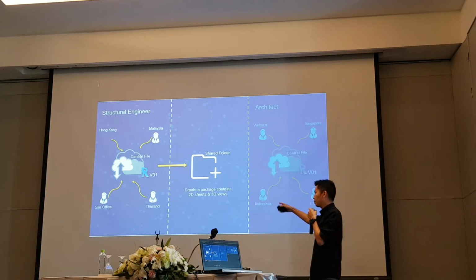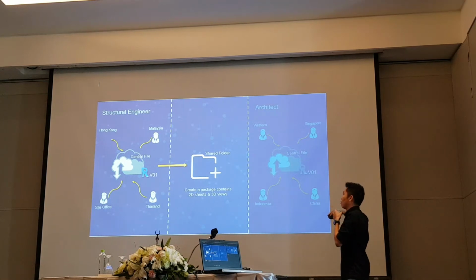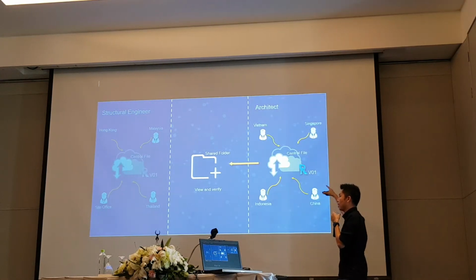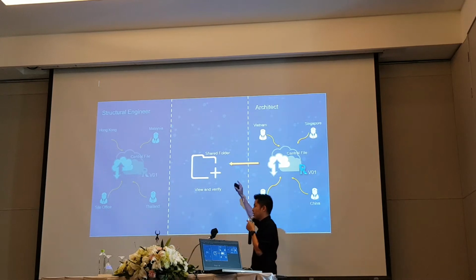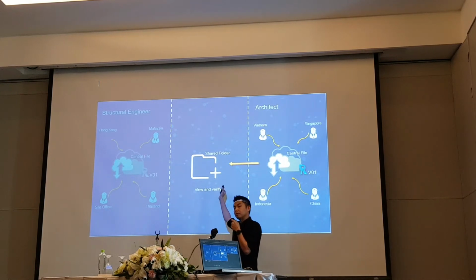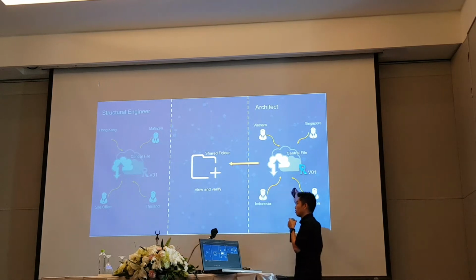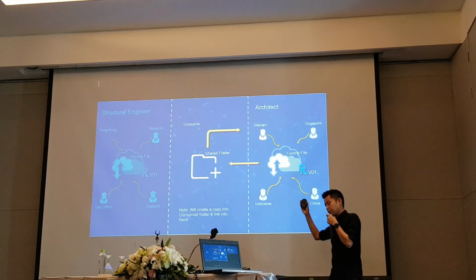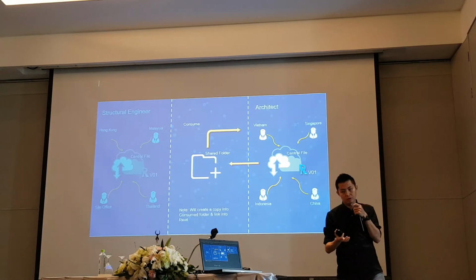Now, when they create the package and send it out to the shared folder, the architects, at the same time, are doing the Revit model as well. Alright? Now, they will receive a notification saying that, hey, the structural engineer shared their model. Now, you go in and view. You go in, view, and verify whether the models are in order, properly done, and so on.